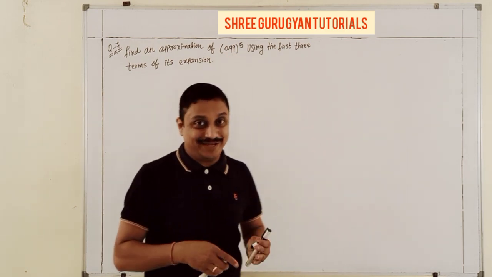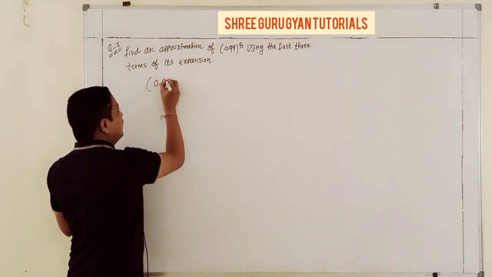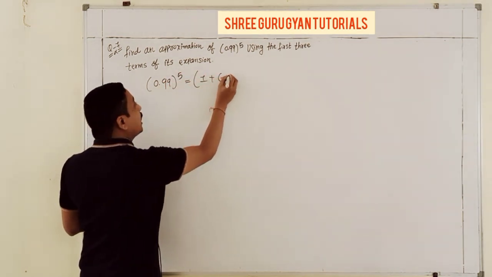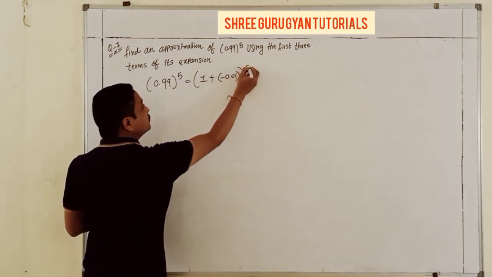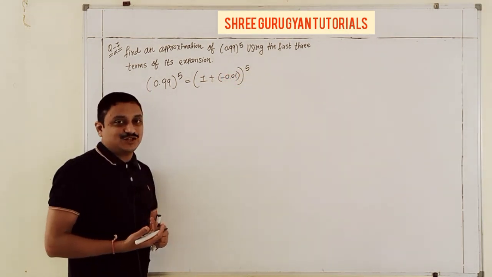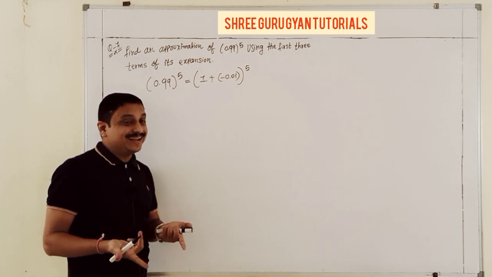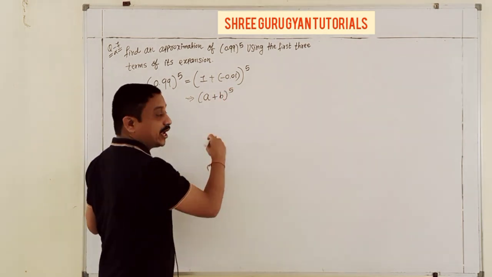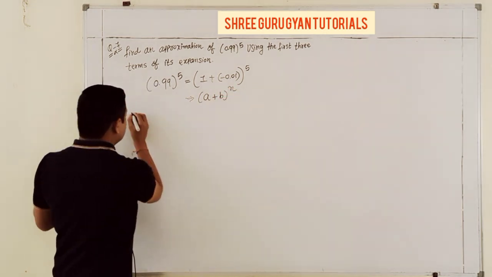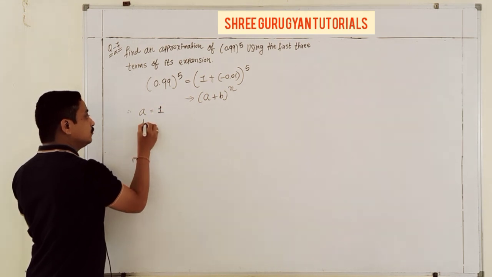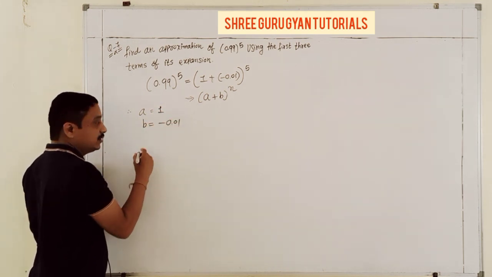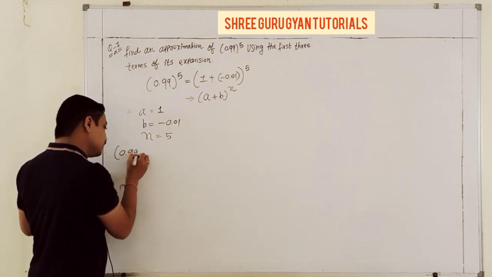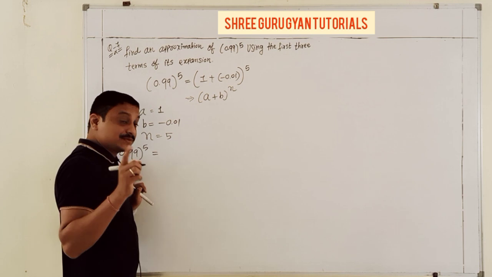0.99 raised to 5. Very easy students. 0.99 raised to 5, I just write down 1 minus 0.01. Yes, 1 minus 0.01, it become 0.99. And here you consider students a, b raised to n. N is your 5. So you can create a1, b minus 0.01 and n is 5. So my solution is up to 3 steps.